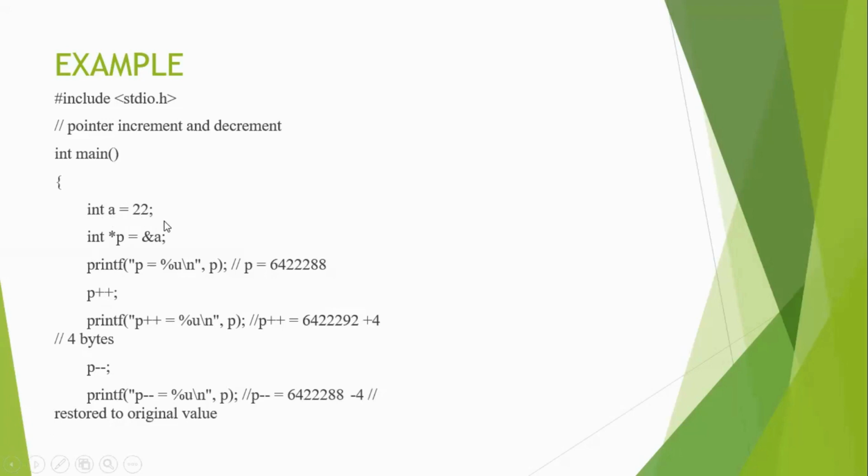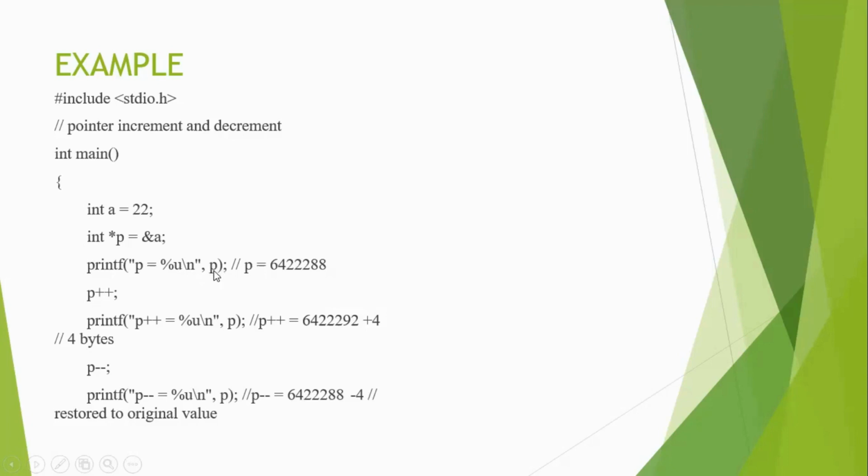The normal variable name is A with value 22. Next is pointer variable P, which is holding the address of A. That means it holds the address of A. For example, now I'm in the printf statement. I am printing P is equal to, percentage U. Percentage U is used for unsigned int P.